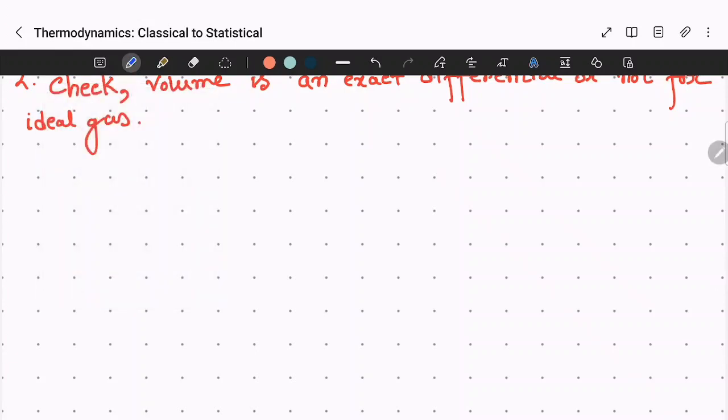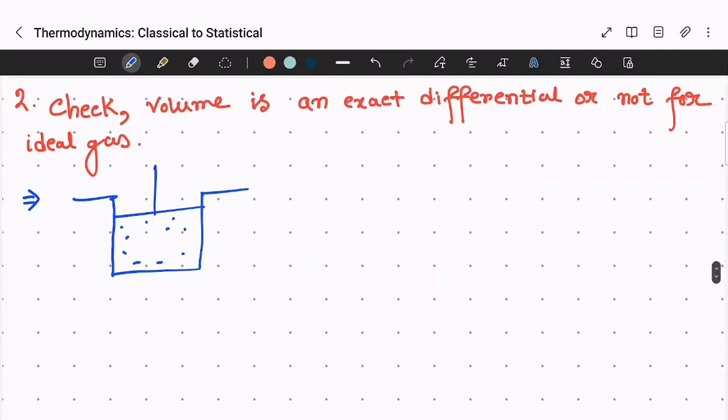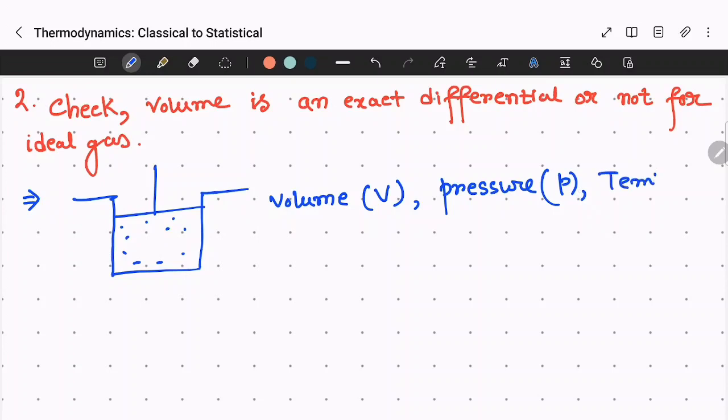So again, we know for any gas, let's say we are considering some gas. What is the properties of this gas? Not properties, what are the functions which define a state of the gas? So we know from our HS class 2 level that volume means V, pressure means P, and temperature. Correct. These three basically define a state of a gas.